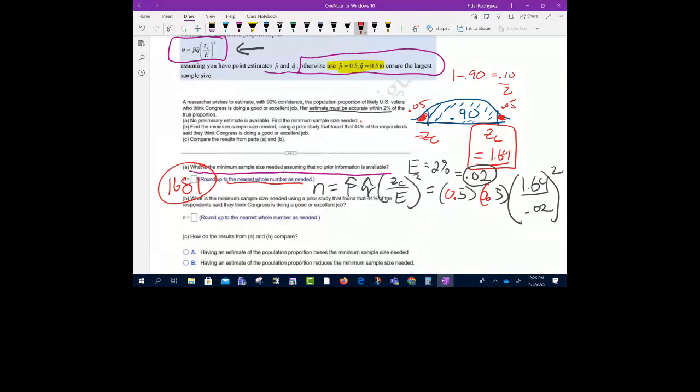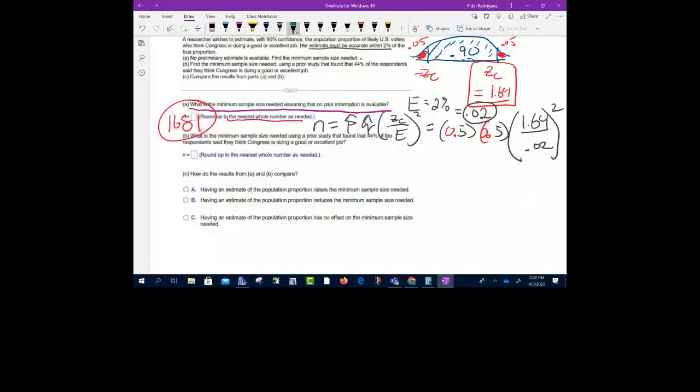All right. Now, let's see if we can go through part B. In part B, it says, what is the minimum sample size needed using a prior study that found that 44% of the respondents think that Congress is doing a good or excellent job? What this is telling me now is that 44% is the same thing as 0.44.